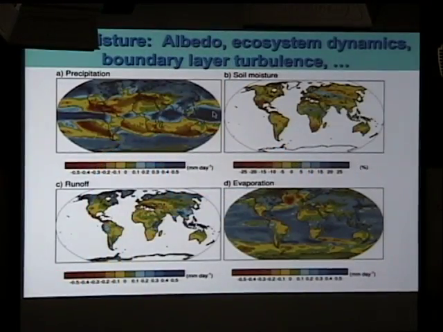Here, when you look at the other figures accompanying this, we looked at precipitation, and evaporation, obviously. When it's warmer, there's more evaporation. But look at this figure, soil moisture. This is the parameter important for the albedo. Wetter soils are darker. This is important for all the ecosystem dynamics, obviously. It is important for the boundary layer turbulence, how high the boundary layer is, and there are very few dots.